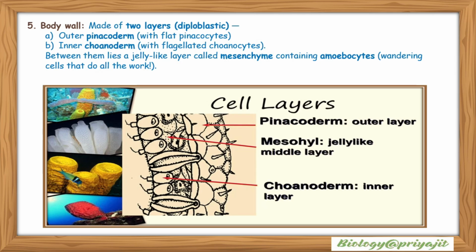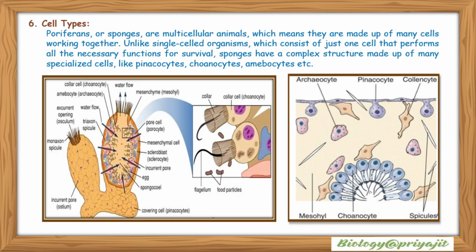Among the two layers in their body wall, the outer layer is known as pinacoderm, which is made up of flat pinacocytes, and the inner layer is choanoderm, which is made up of flagellated choanocytes or collar cells. Between the pinacoderm and choanoderm, there is a jelly-like layer called mesenchyme, which contains amoebocytes, which are the wandering cells that do all the work in the sponge body.